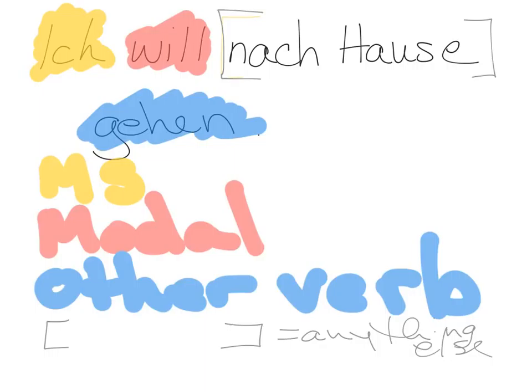Kann. Yeah, ich kann nach Hause gehen. What about I may go home? Darf. Yeah, ich darf nach Hause gehen. So you just substitute that one verb, and that makes a big difference, but everything else in the sentence can stay the same. Okay? All right.